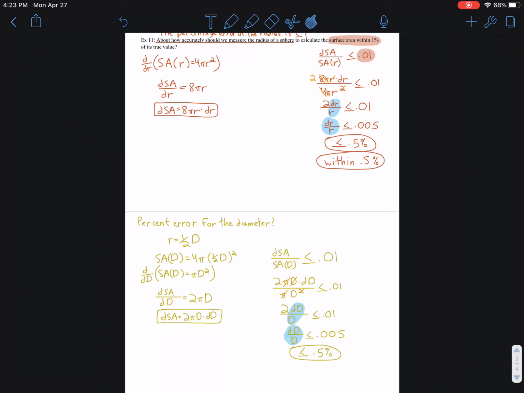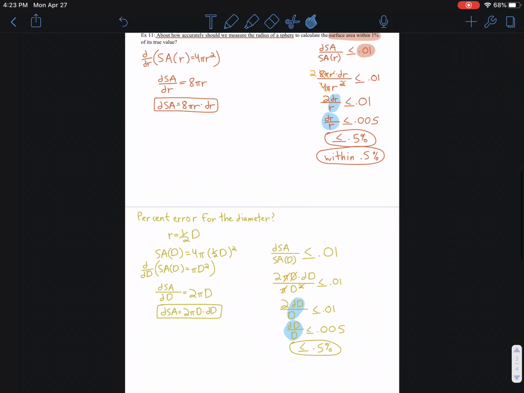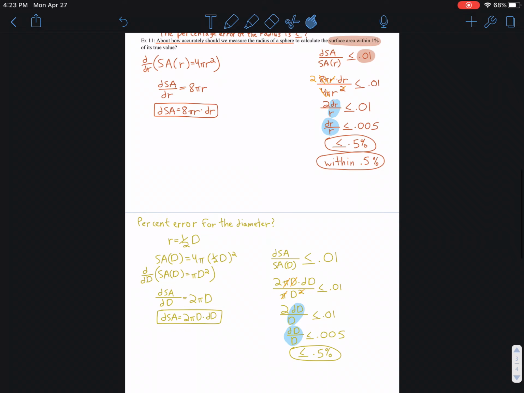Because most people would think, oh, maybe you double it, maybe you half it. Not quite the case. As a matter of fact, they're always going to have the same percent error. How accurately you should measure the radius of an object is how accurately you should measure its diameter as well. So, one more time, any question that asks you to figure out how accurately you should measure the diameter, you can calculate it for the radius. Any question that says radius, you could calculate it with the diameter.